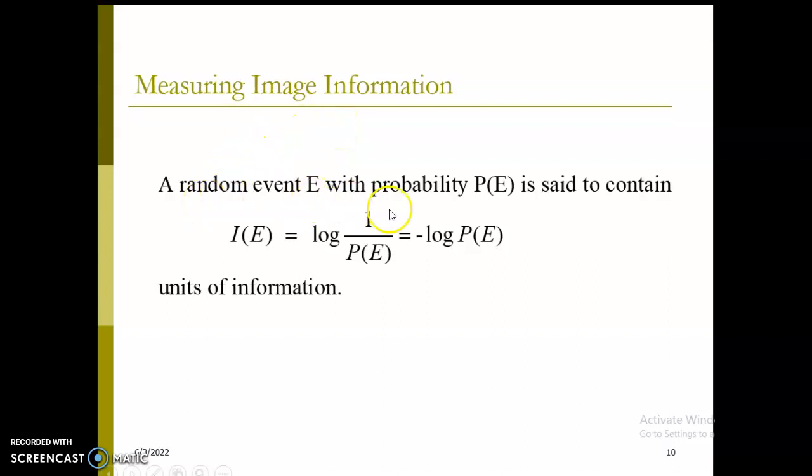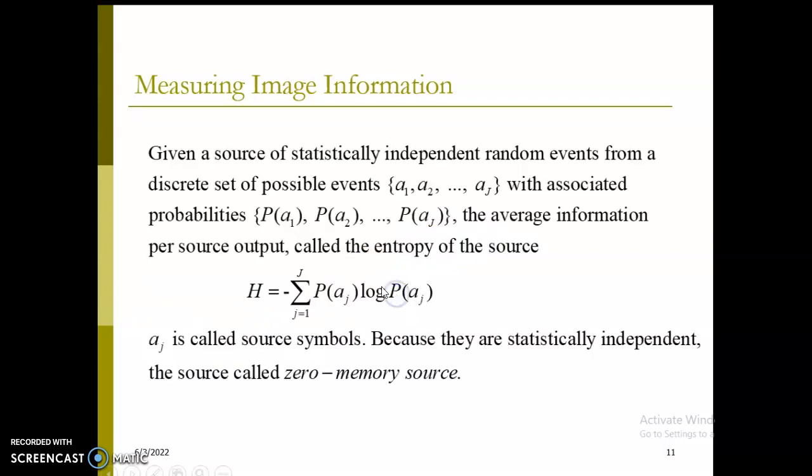Measuring image information. A random event E with the probability P of E is said to contain I of E equal to log 1 by P of E equal to minus log P of E units of information.